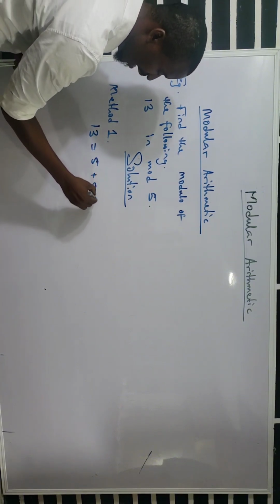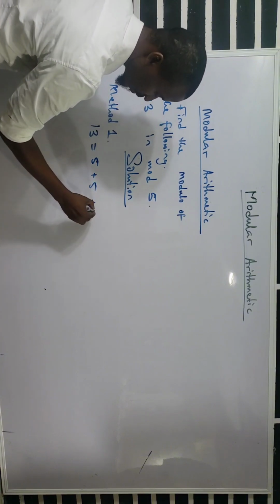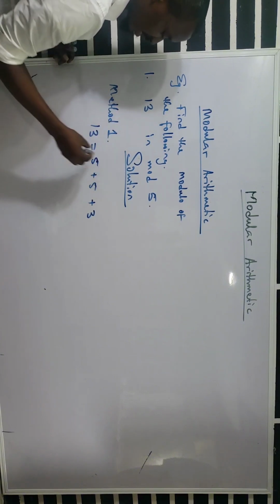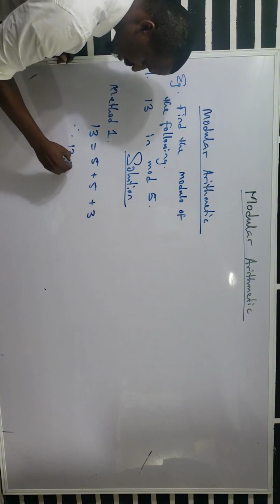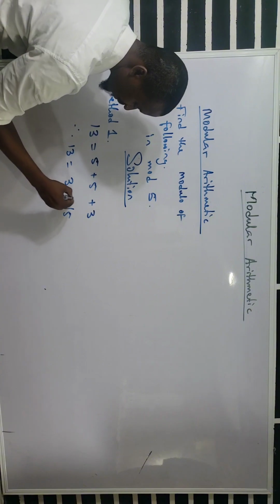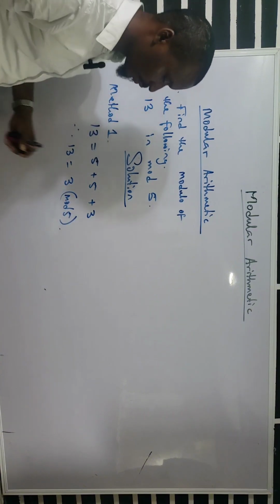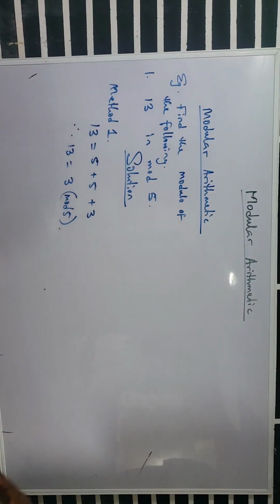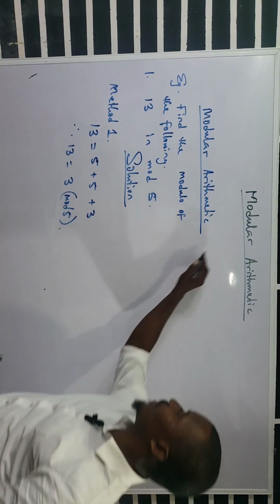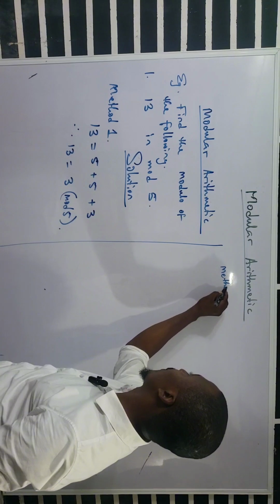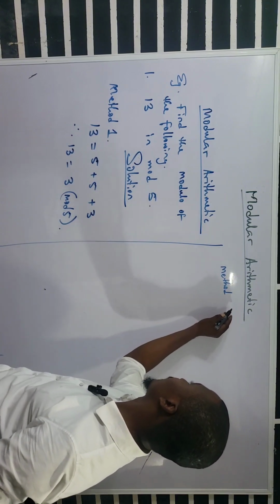5 plus 5 plus 3, okay? 5 plus 5 plus 3 will give me what? 13. Therefore, 13 is equal to 3 modulo 5. Okay, so this is the first method that one can use to find the modulo of a certain number. Now let us look at another method you can use, which is also close to this.